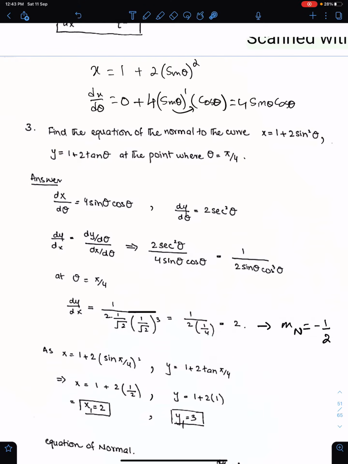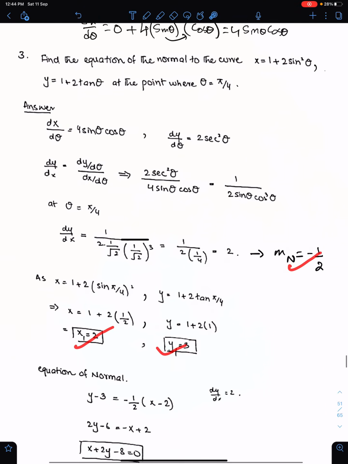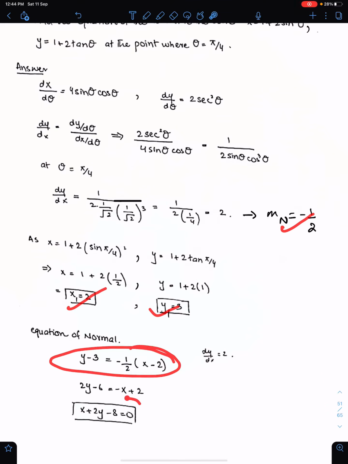Now equation of normal. For the equation of normal, we must have both x and y. For that, we need to substitute pi by 4 here first and then here. So when we will substitute pi by 4 here, we will get this thing. And when we will substitute pi by 4 over here, we will get the value of y. So this is x and this is y and this is the gradient. So this is the equation of normal. You can take the screenshot of this if you want.